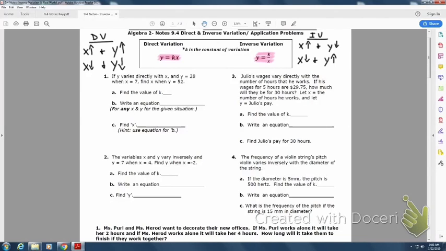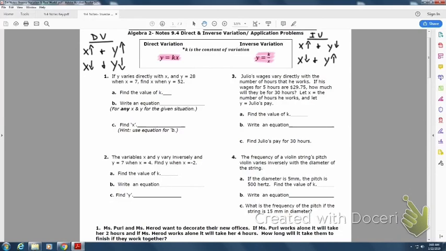So let's dissect that definition. What does constant mean? It stays the same. It's always there. So if your k value for a certain problem is 3, that 3 is not going to change. The x's and y's change, but the k does not change. Alright, so constant of variation.